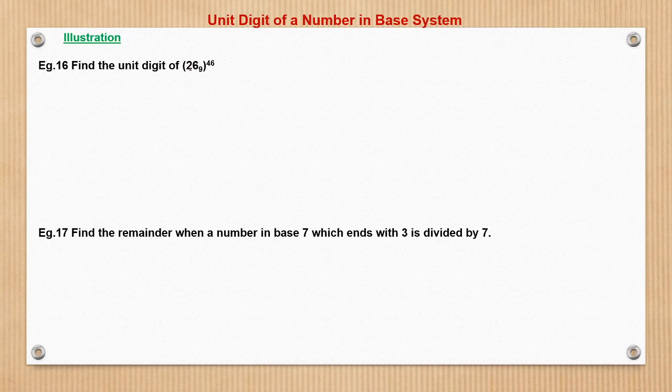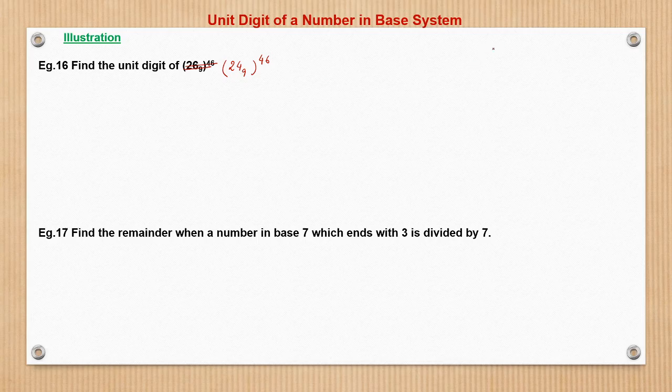This is a bit of a simple example because 26 we know. Let us change this to any other, say 24 in base 9 raised to power, say, 46, right? Now find the unit digit of this power expression. We have seen in the remainders discussion that the unit digits of powers of a number follow a cyclicity, right? So here also we will see.